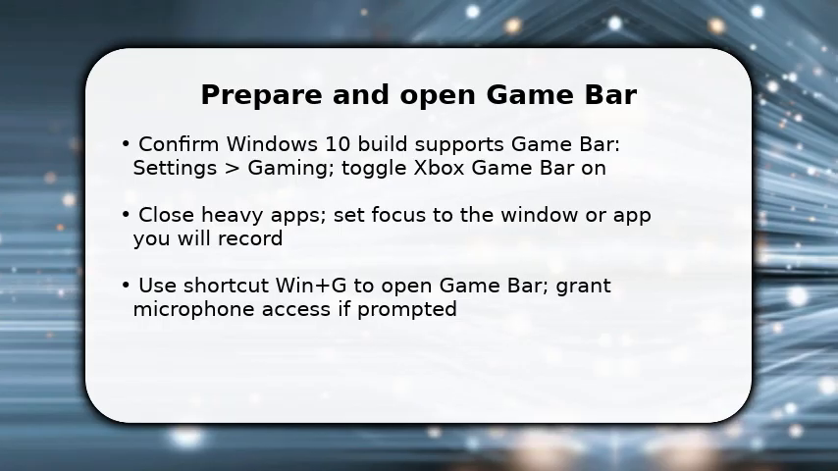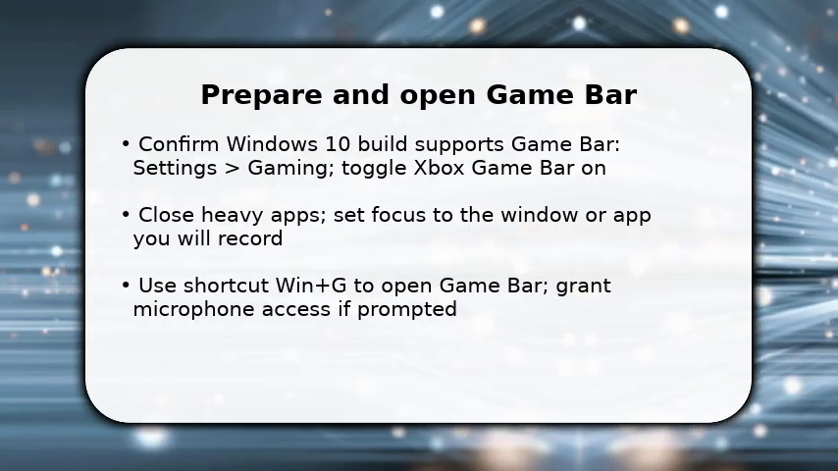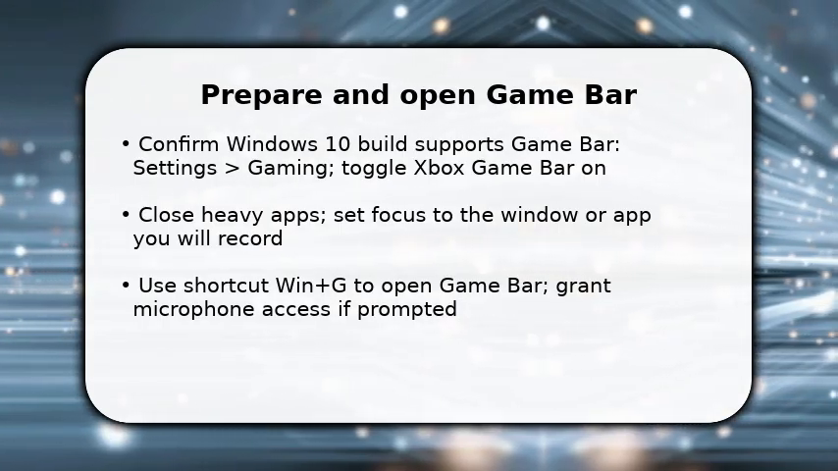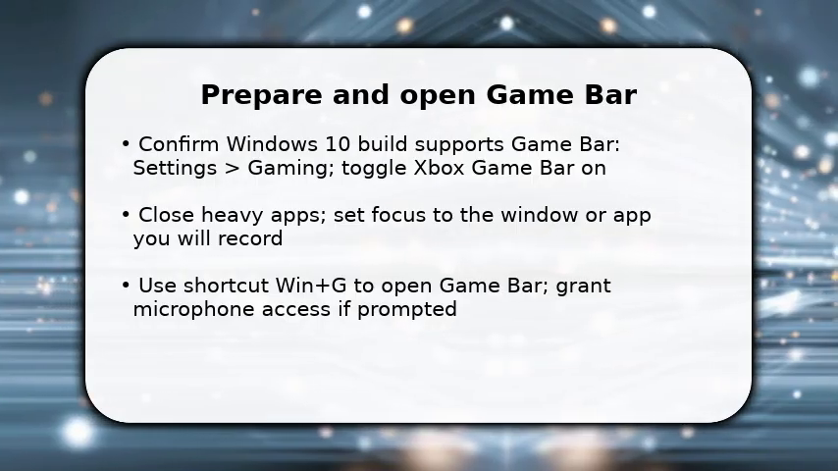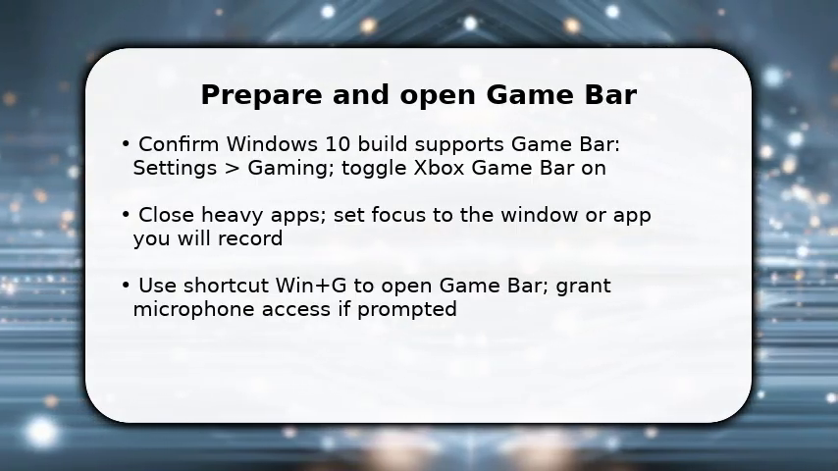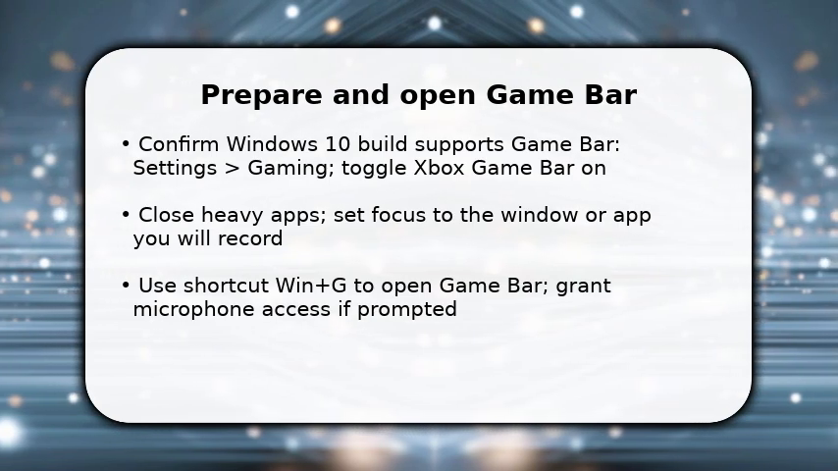Then focus the exact app or window you want to capture and press Win+G to open the overlay. This immediate action puts you in capture mode and prepares controls for recording and audio levels.